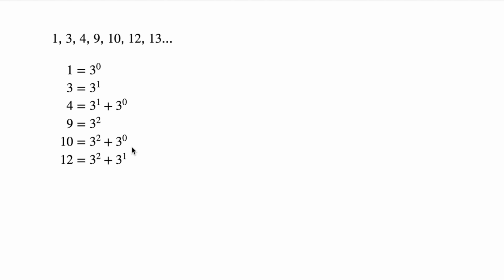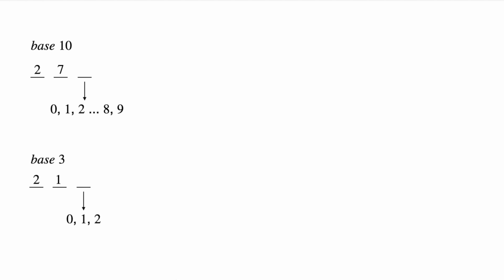So, the sum of distinct powers of 3 might sound a bit confusing, so I'll break it down. 1 is just 3 to the 0th power. 3 is just 3 to the first power. Then 4 is here because it's 3 to the first power plus 3 to the 0th power. 9 is 3 to the second power. 10 is 3 to the second power plus 3 to the 0th power. And you get the idea. We're basically adding up powers of 3 so that the sequence is increasing.